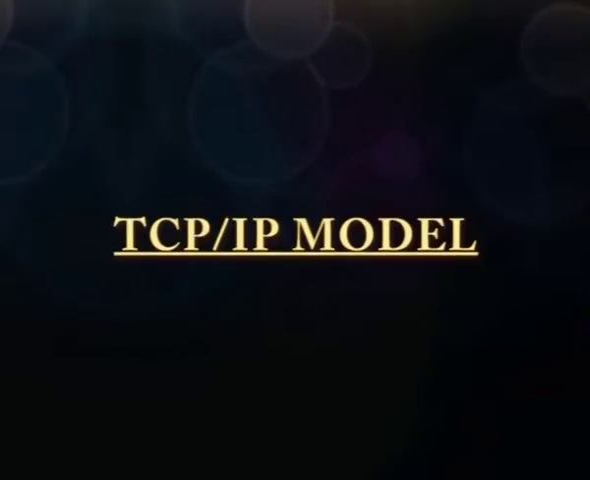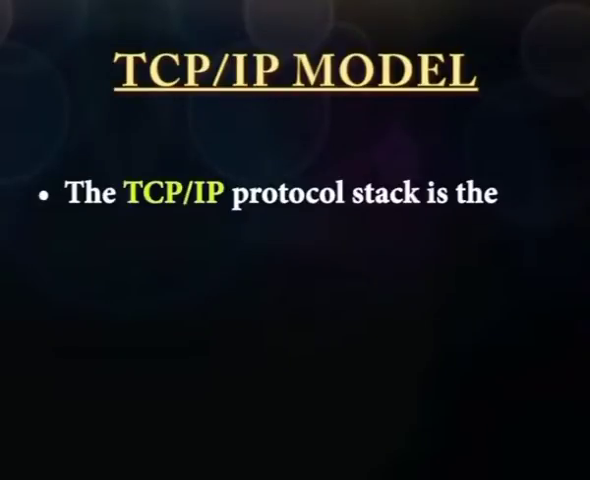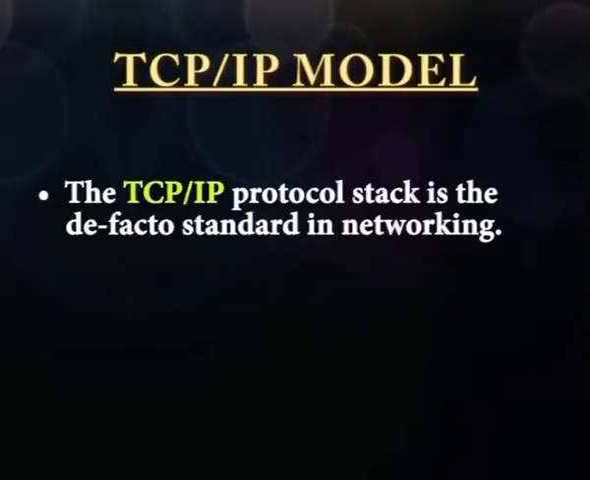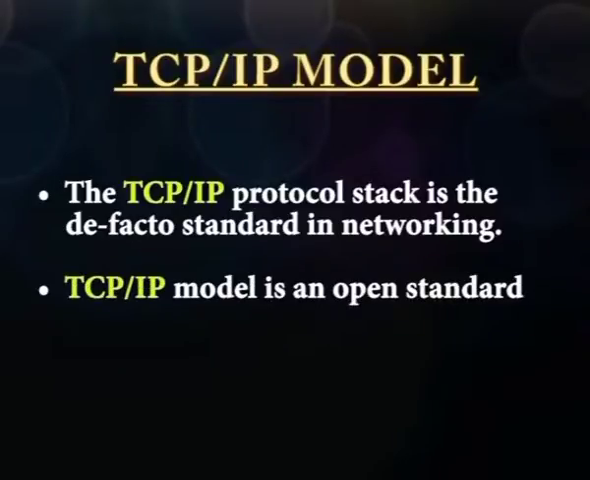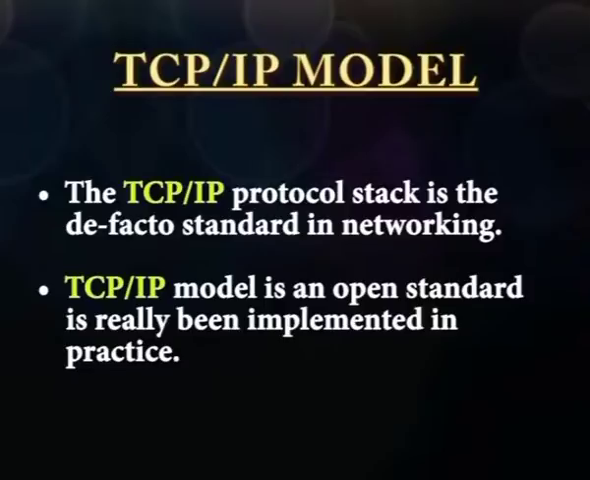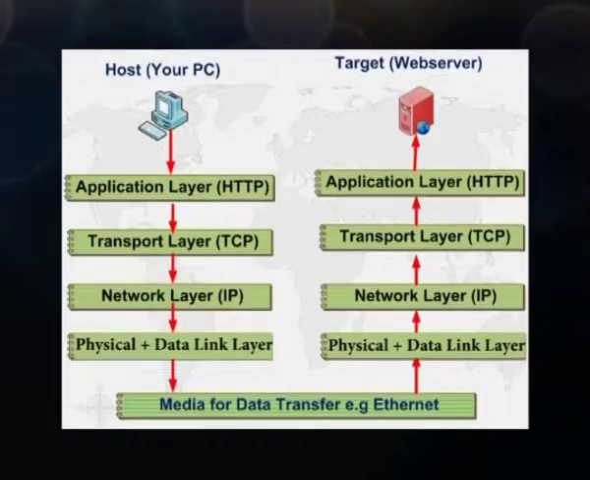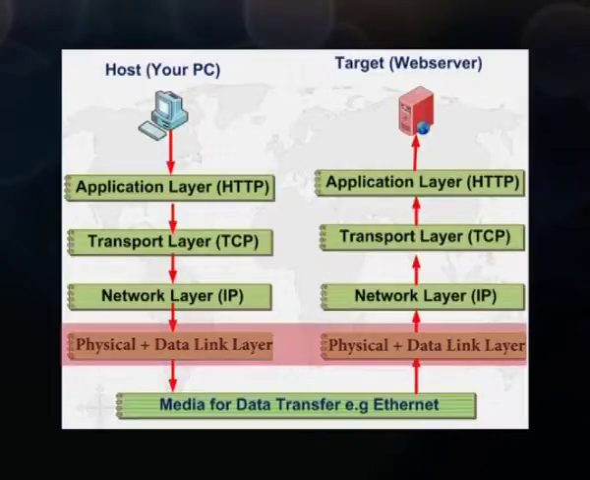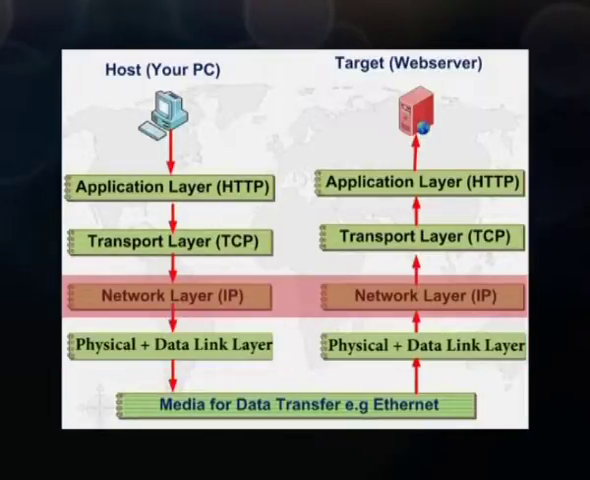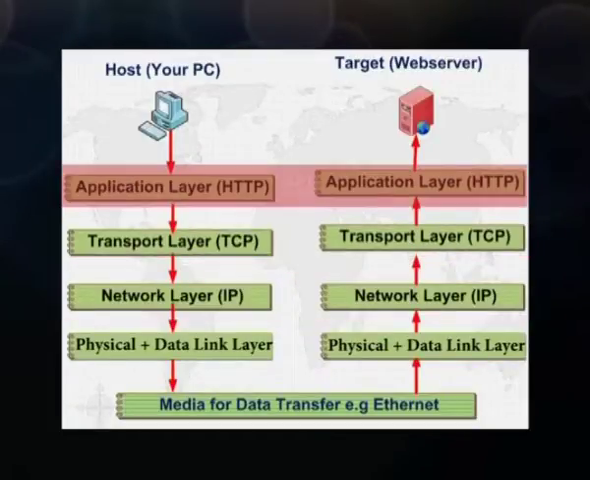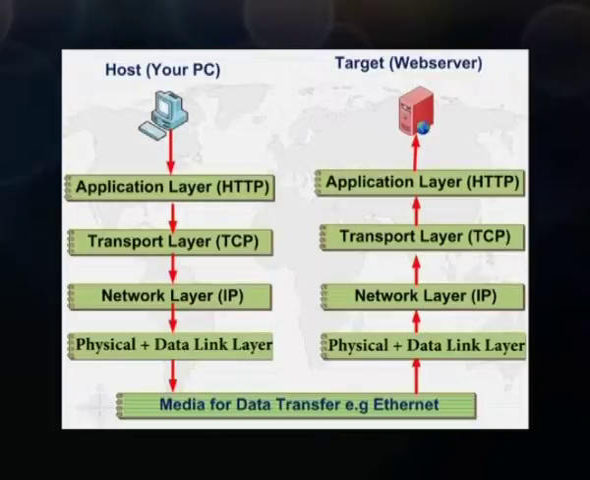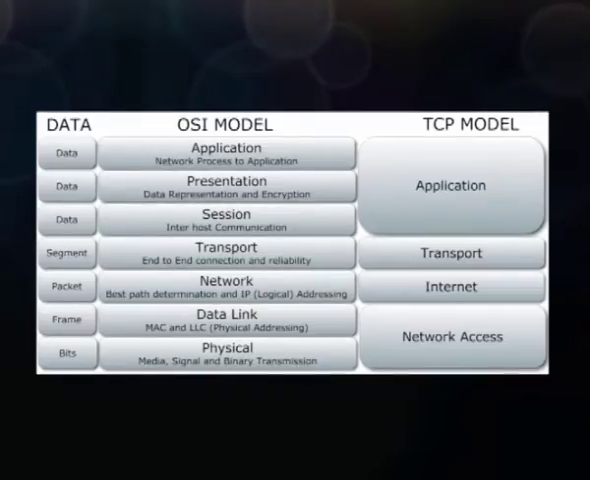Now, the TCP/IP model. The TCP/IP model stack is a de facto standard in networking. The TCP/IP model is an open standard, and has really been implemented in practice. The TCP/IP model has 4 layers: physical and data link layer, network layer, transport layer, application layer. In TCP/IP, different protocols may be defined within a layer, each performing different functions. Sometimes it is called a vertical approach. The TCP/IP model is an implementation of the OSI model.